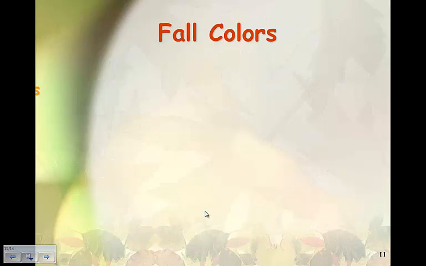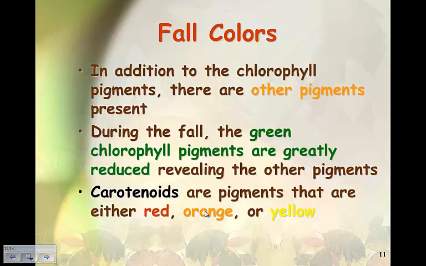All right, and we did talk about fall colors. This is where those other pigments are always there, that red, orange, yellow. So right now when we look outside and we see these changing leaf colors, those have always been there. The only reason why we don't see green now, and we get to see the other ones, is that green chlorophyll pigment is greatly reduced at this time of year.